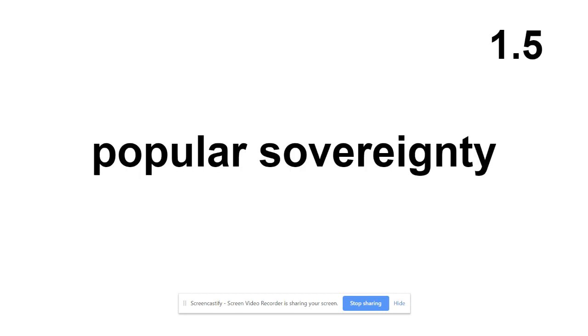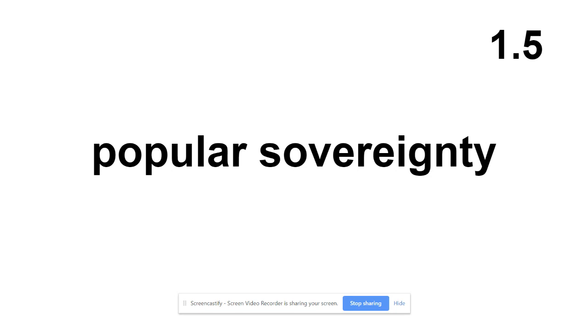Last card, 1.5. Popular sovereignty. Now, I want you to underline the word popular. Make an arrow. When we say popular, in this case, we mean the people, the population. Okay, the people. Write the word sovereignty. Underline it.